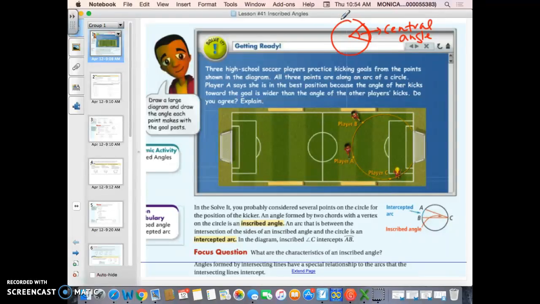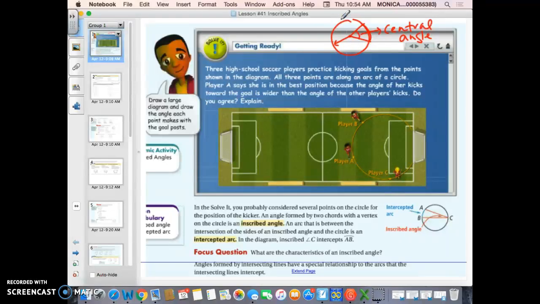Three high school players are kicking goals from three points shown on the diagram. The three points are along an arc of a circle. That's the key. Now we're going to extend this vertex to the outside of the circle. Player A says she's in the best position because the angle of her kicks towards the goal is wider than the other players. Do you agree?